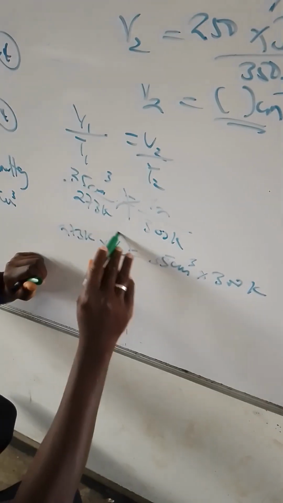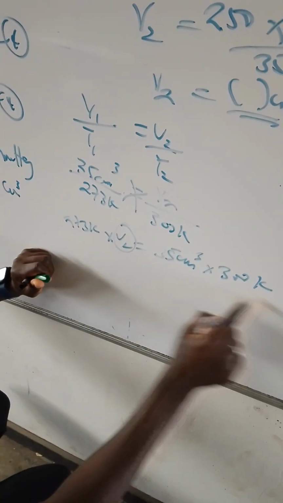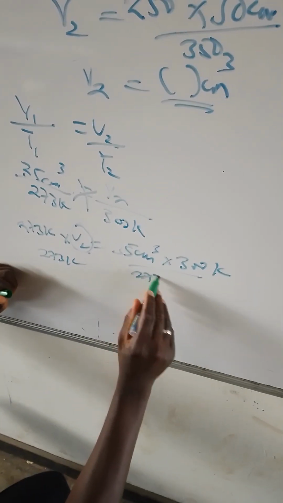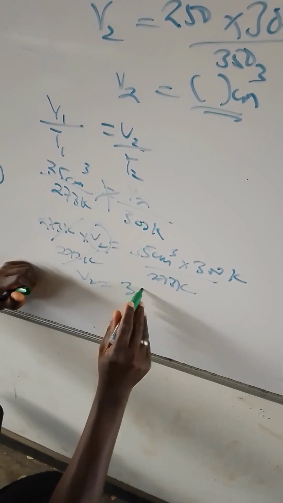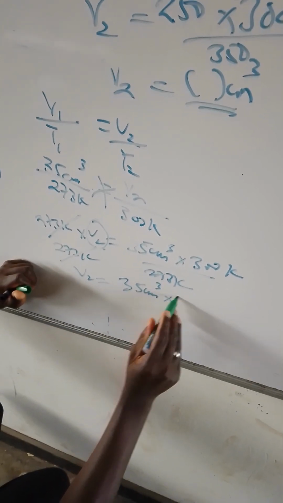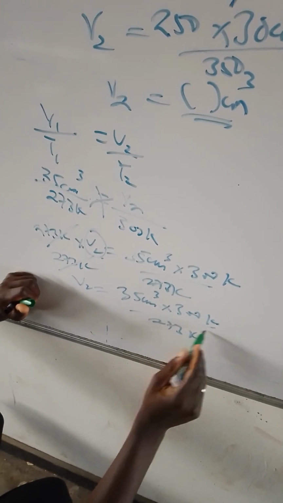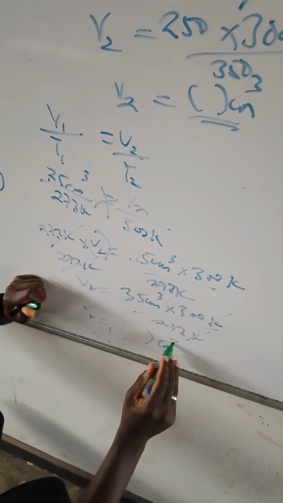You are going to make V2 the subject of the formula. You do the same thing: divide this by 273 Kelvin, divide this by 273 Kelvin. 273 Kelvin divided by 273 Kelvin cancels. Then V2 equals 35 centimeter cube times 300 K divided by 273 Kelvin. Kelvin cancels Kelvin. The V2, your answer must be in centimeter cube. That's all about that.